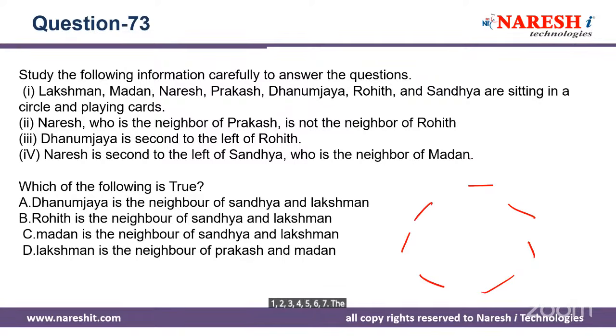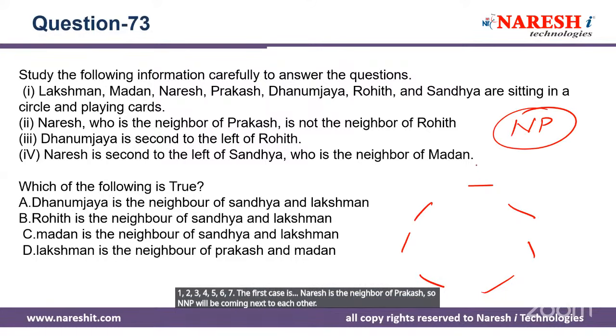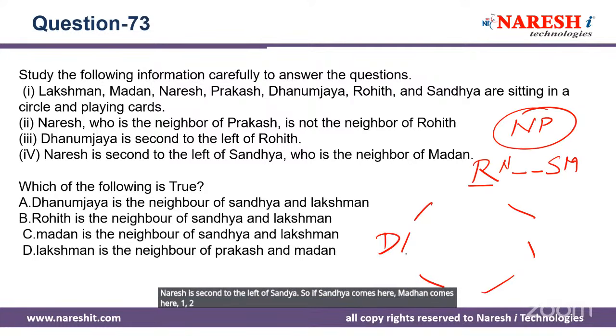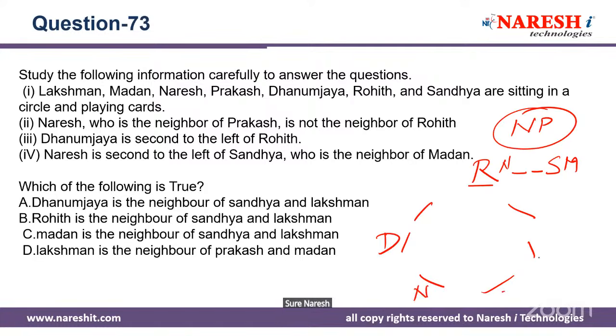The first case is Naresh, who's the neighbor of Prakash. So N and P will be coming next to each other. Dhananjay is second to the left of Rohit. So if this is Rohit, first Dhananjay comes second to the left of Rohit. Naresh is second to the left of Sandhya. So Sandhya comes here, Madan comes here. One, two, then Naresh comes here. So Naresh, empty, empty, Sandhya and Madan. Next, Prakash will come here because Prakash is the neighbor of Naresh, and the leftover person is Lakshman, who will come between Dhananjay and Rohit.